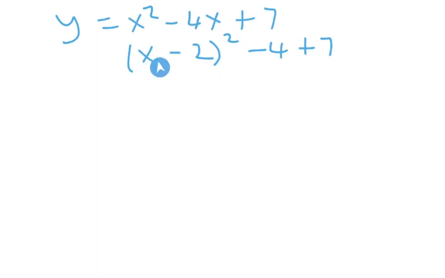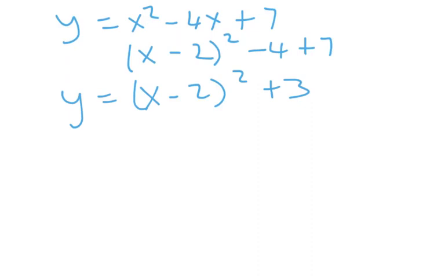So this equation here I've just done is now exactly the same as this one. It's written in a different format, but it's the same function. And then I'm going to now go (x minus 2) squared plus 3. So that's my function written in completed square form. And the minimum point on this particular function is equal to (2, 3).